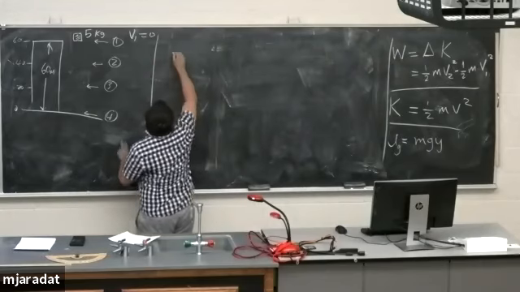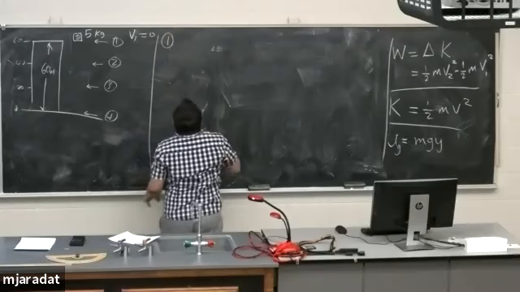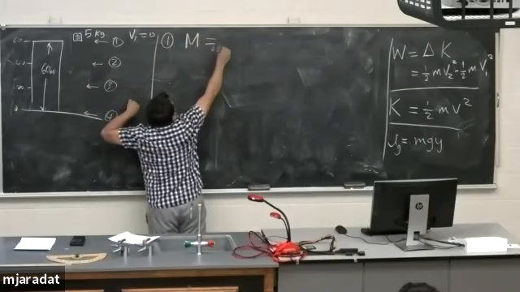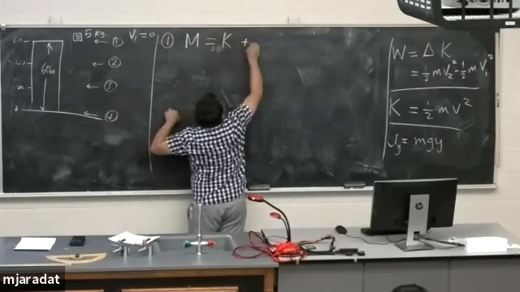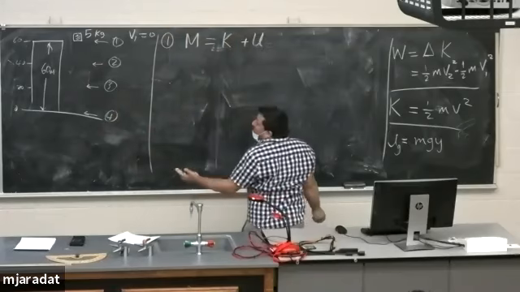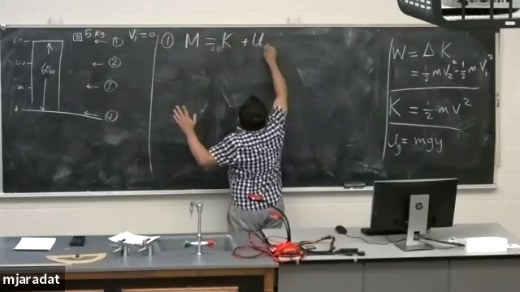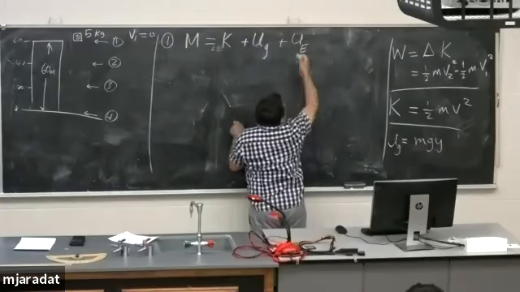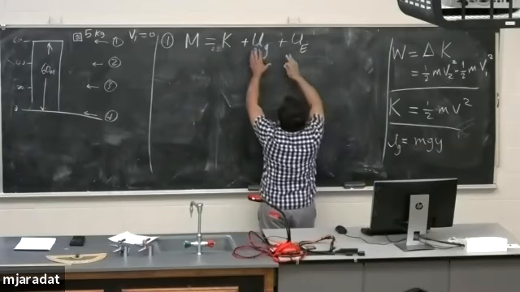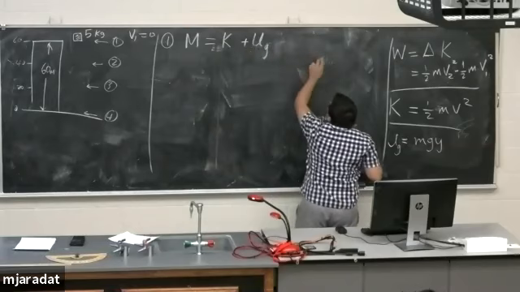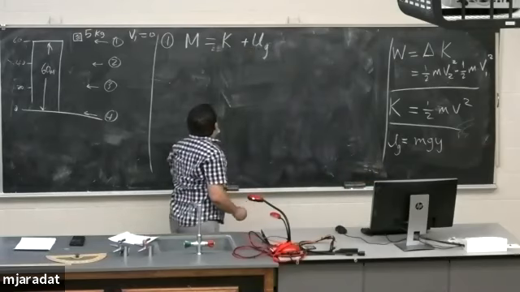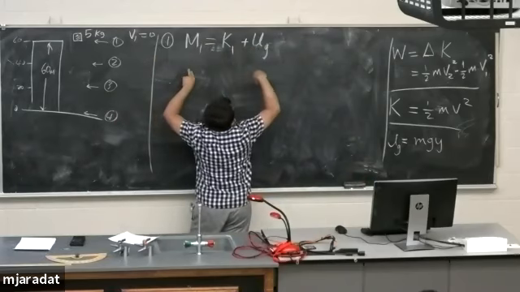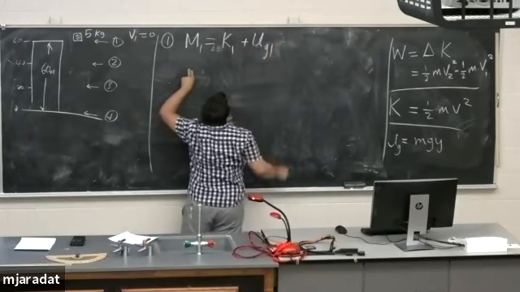Let us start with point number 1. The main relation, we need to write it always: the mechanical energy is equal to kinetic energy plus potential energy. Our potential energy is just the gravitational potential energy. If we have another potential energy, for example elastic potential energy, we need to include it, because the potential energy has two parts. But here we have just the gravitational potential energy. At point number 1, the mechanical energy is equal to the kinetic energy plus the potential energy at point number 1.